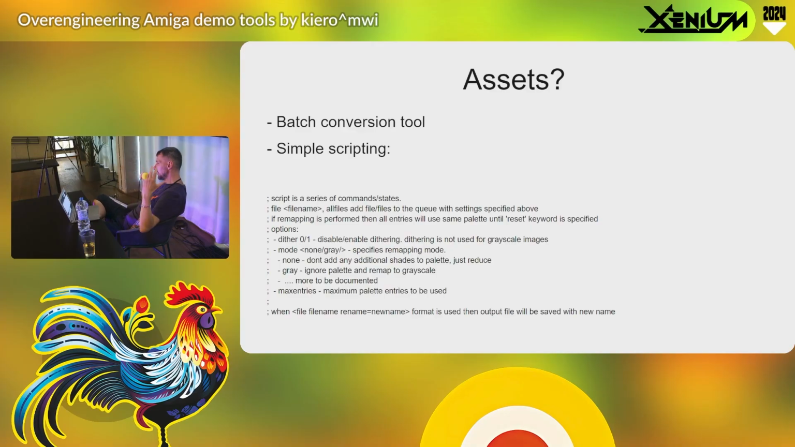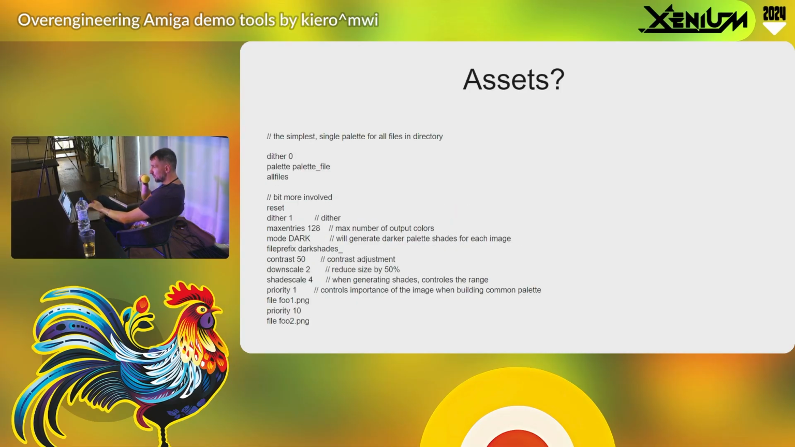And it could take multiple images and do all of these weird shenanigans with the images. So yeah, the most simple script was the one at the top. Disable dithering, take all of the images in the directory and remap them, and you are done.